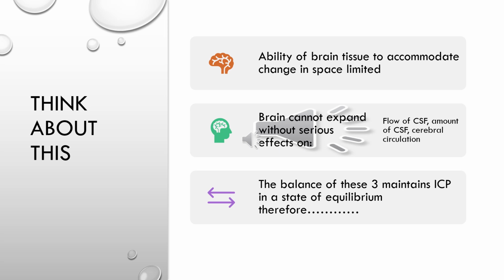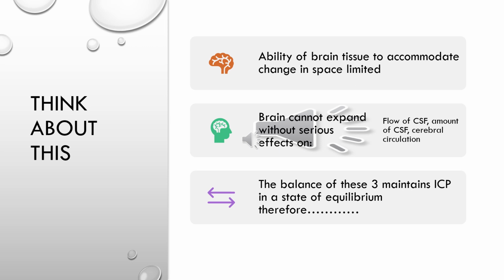But then even as we grow, our brains start to grow, and the suture lines are not fused yet. We have room to accommodate our changing brain. But after we become adults, we lose that compensatory mechanism. The cranium itself, I should say, the skull, can no longer accommodate for what is going on inside. So the brain can't expand without serious effect on the flow of the CSF, the amount of the CSF, the cerebral circulation, all that stuff kind of plays into that.